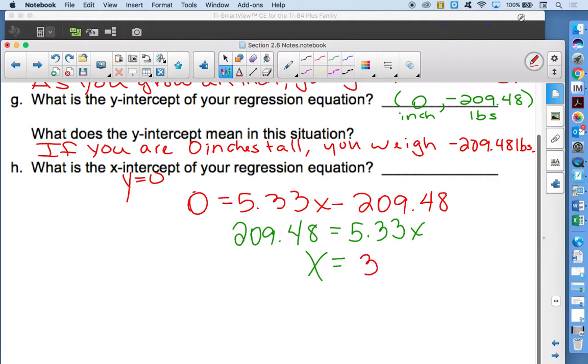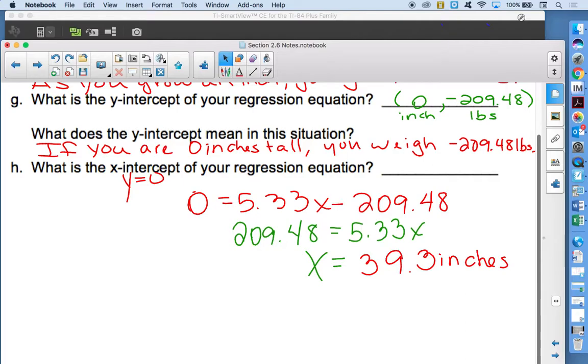And I think it's 39.3? And then that's in inches. Again, this one doesn't make sense either, because where it's crossing the x-axis is not at 0. It's crossing the x-axis at 39 inches. So technically, if you're 39 inches, according to this problem, you shouldn't weigh anything, which we know you wouldn't be alive if you were 39 inches tall and you didn't weigh anything.